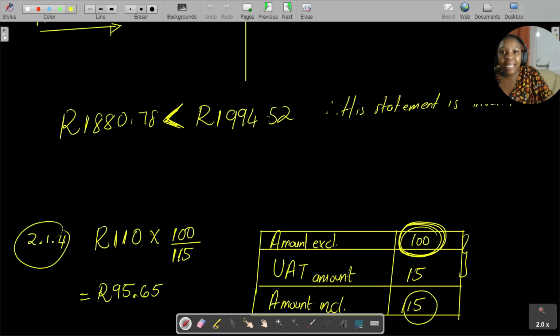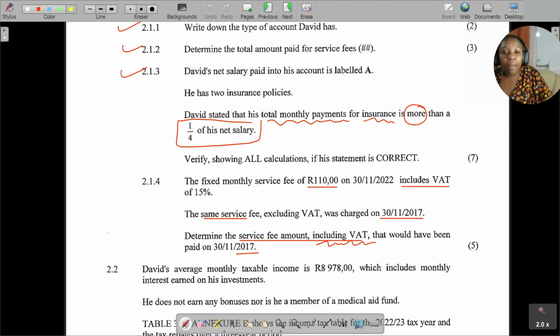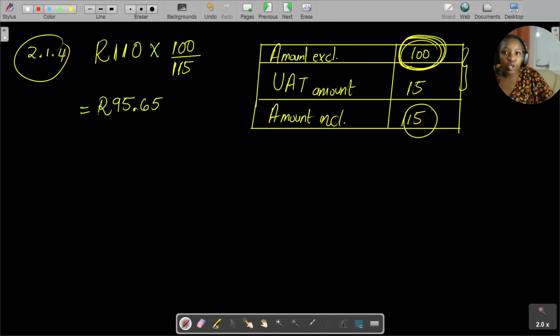They've said that this is the same service fee even in 2017. So even in 2017, the service fee is 95 rand 65. All that we want to do now is determine this service fee including the VAT that is charged in 2017. In 2017, they're charging a VAT of 14%. So that's all that we want to include there.